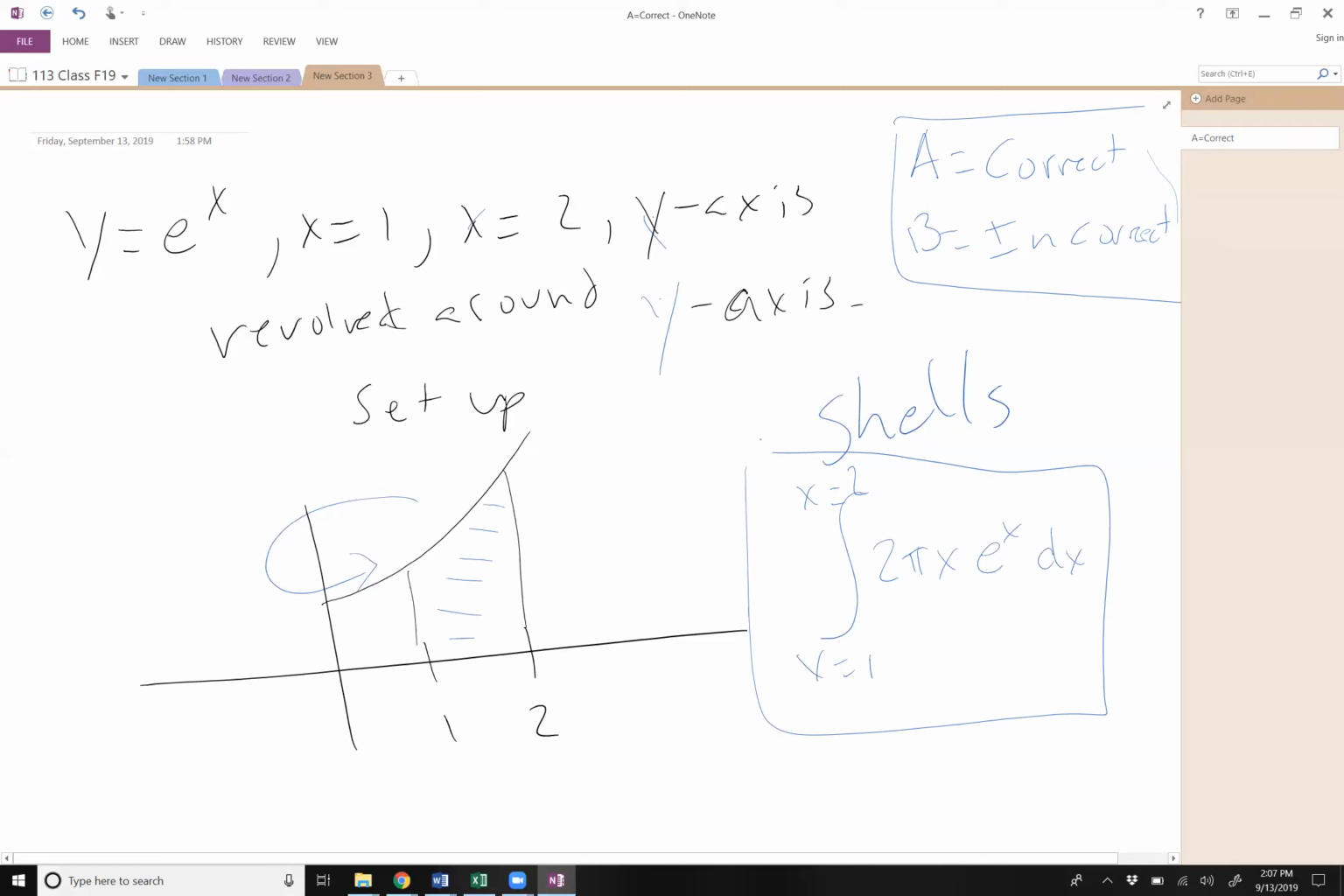Did anyone get that? I hope so. Anyone to check my answer there? Okay, so click A if you got it correct, B if you got it incorrect, C if you wanted to get it correct, but you didn't.